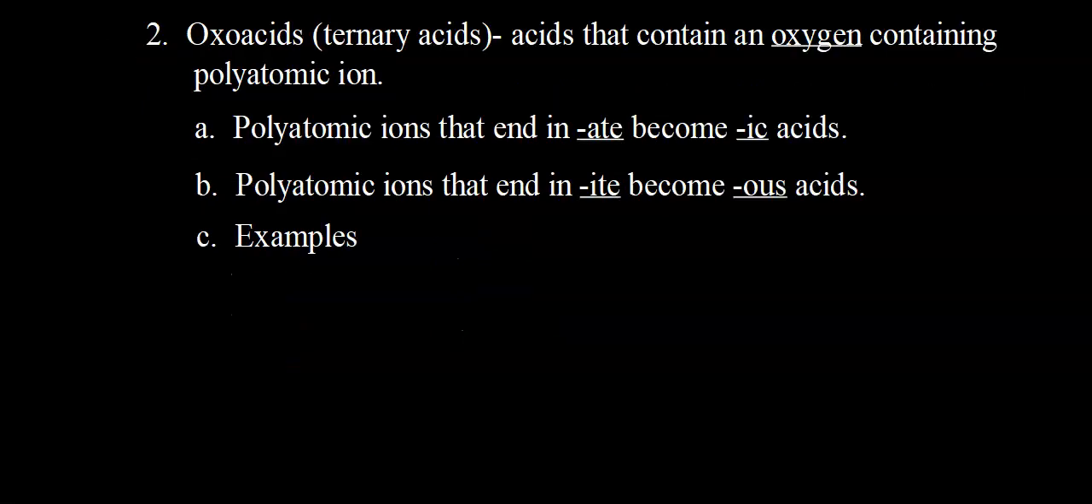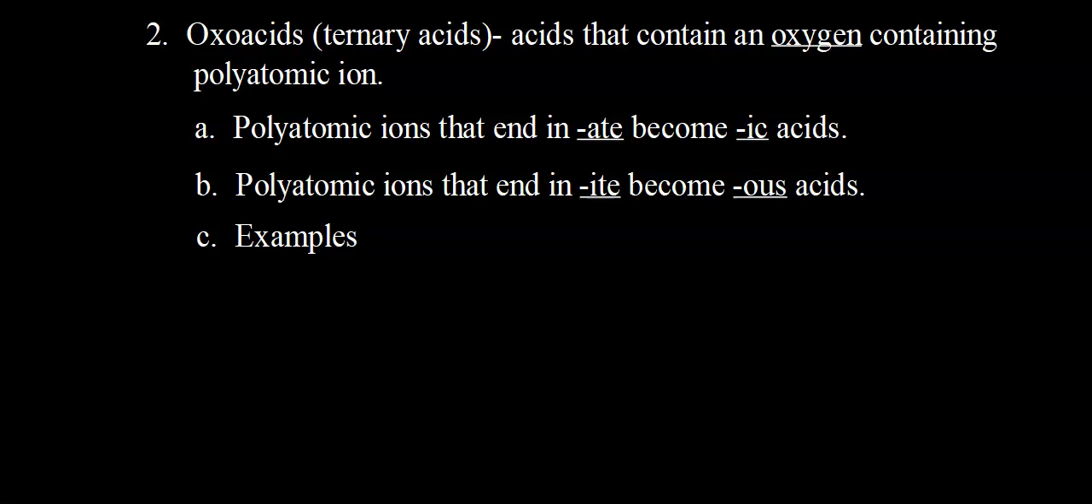All right, ternary acids, also known as oxoacids. These are acids that contain an oxygen-containing polyatomic ion along with, of course, hydrogen. Here's how it works. The ate ions become ic acids. If you ate an acid, what would it taste like? It would taste icky. Ate ions become ic acids. Ite ions become ous acids.